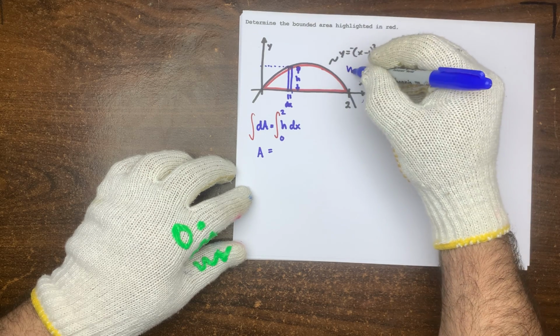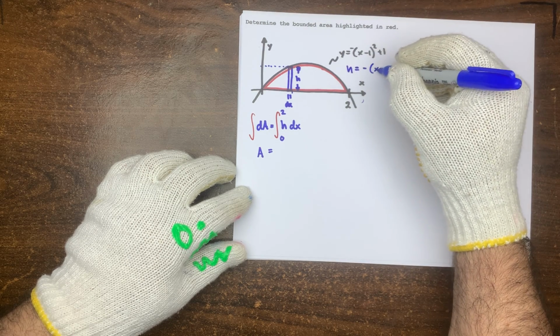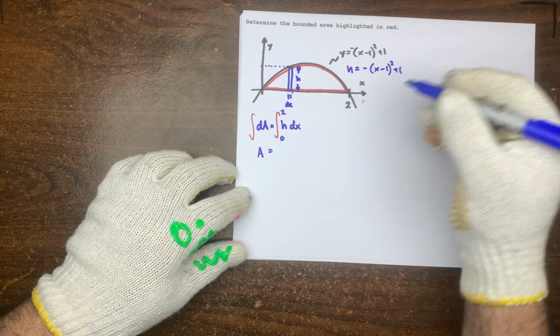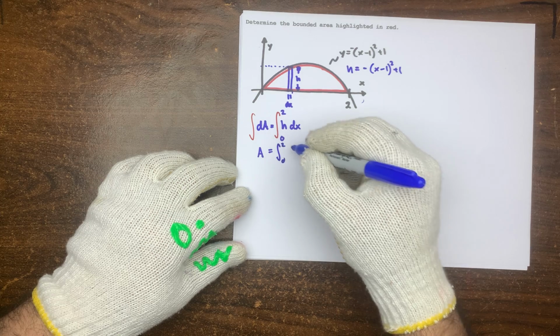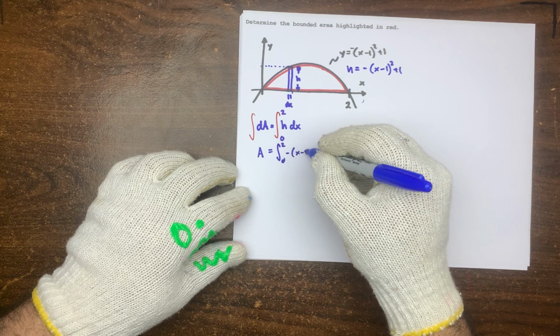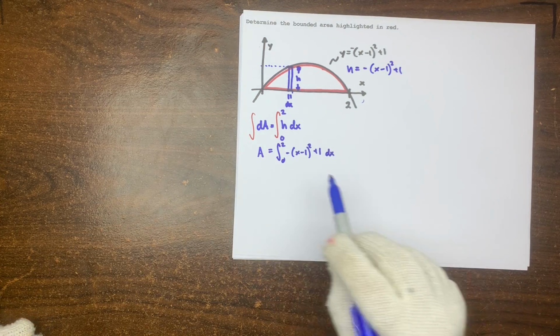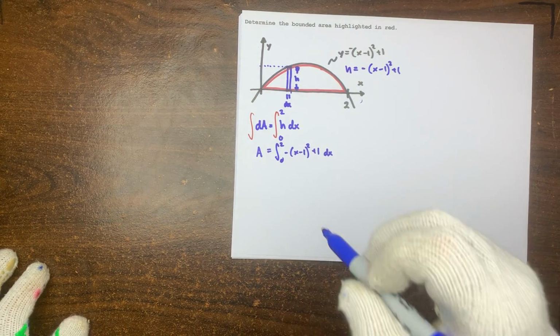So here, h is equal to negative (x minus 1) squared plus 1. Okay, perfect. And it's in terms of x. That's exactly what I wanted. So integral from 0 to 2 of negative (x minus 1) squared plus 1 dx. Okay, so now everything's in terms of x, and now we can integrate this guy.